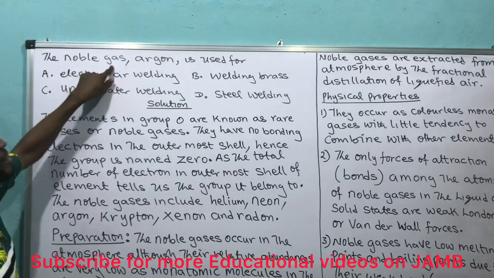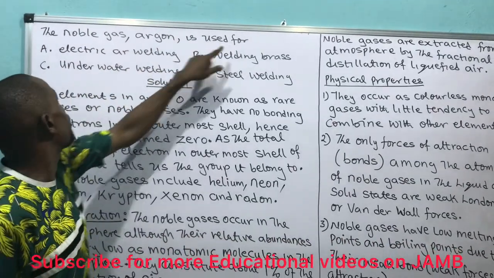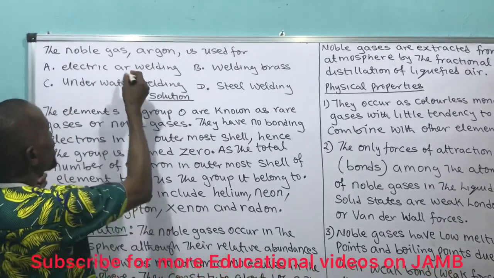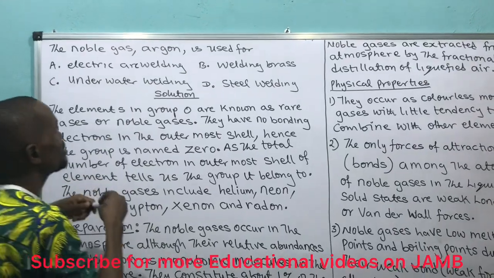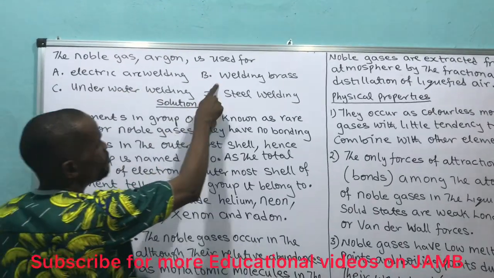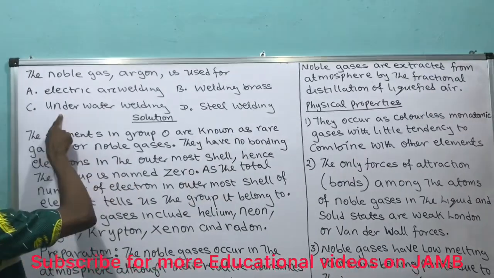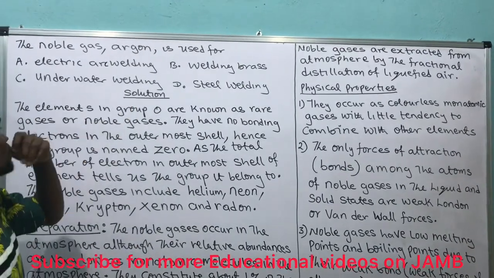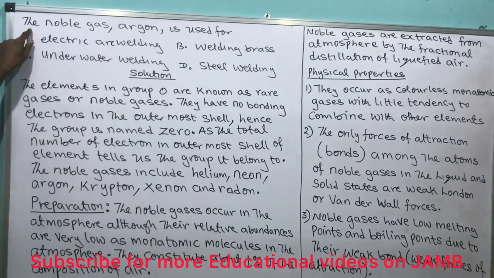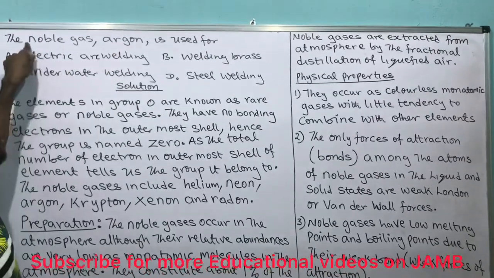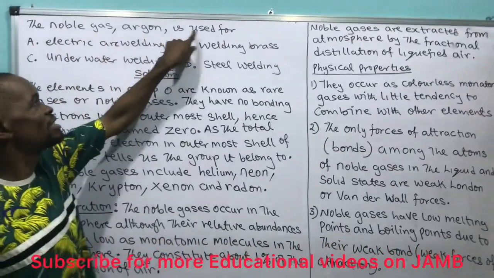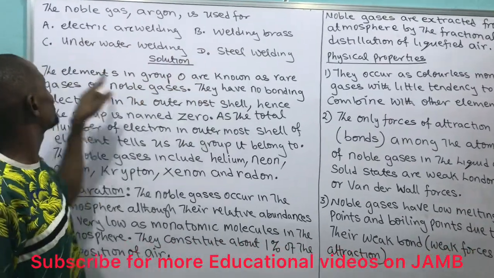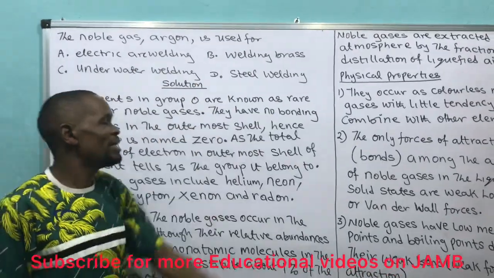The noble gas argon is used for dash. A. Electric arc welding. B. Welding brass. C. Underwater welding. D. Steel welding. We say solution. What they ask us here is that the noble gas argon is used for electric arc welding, welding brass, underwater welding, or steel welding.